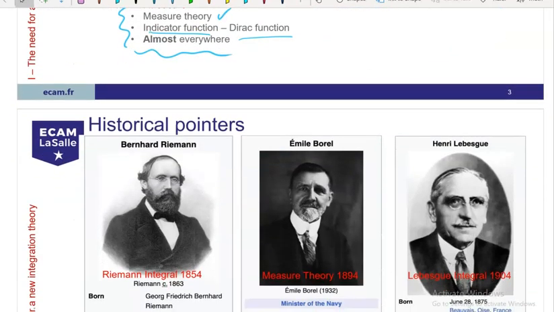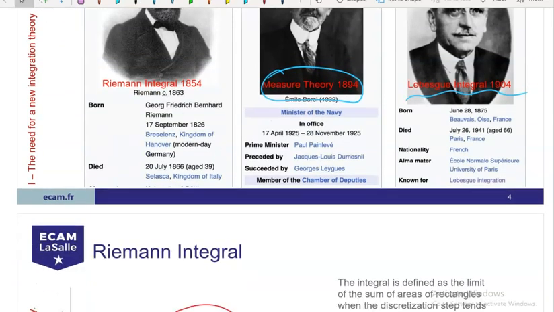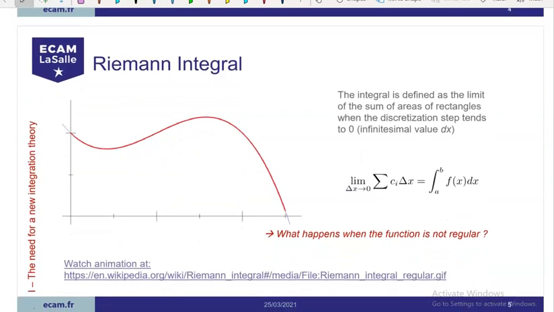Okay. So just the guys that are involved here. So Riemann, the one who developed your own theory of integration that you've been manipulating since high school. Emile Borel, he was the one who developed the measure theory. And in his steps came Henri Lebesgue, who did this Lebesgue integral that we are going to study now. Right, so let's see what we know, what we've been doing with integration in the last few years for you.